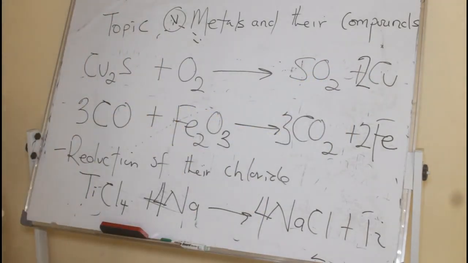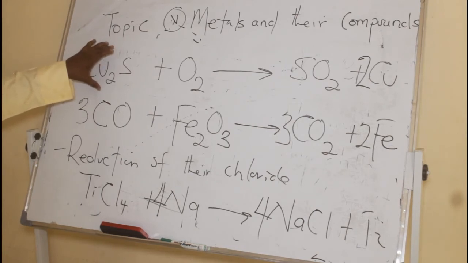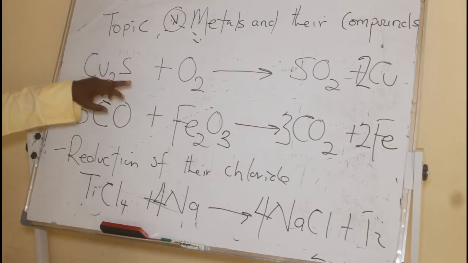This is the reduction of their sulfides. When you look at this compound, you find out that this sulfide is being reduced. Copper 1 sulfide reacting with oxygen to give you sulfur 4 oxide and the pure copper.